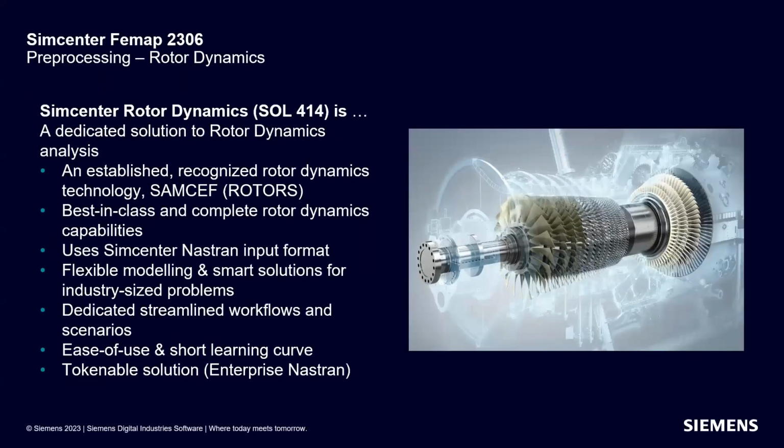Pre-processing. The big thing we did for 2306 was rotor dynamics. So what is rotor dynamics? It's solution 414. Essentially, it's a well-established, recognized rotor dynamics technology. It was actually a product called Simcenter Rotors. It's best-in-class and has complete rotor dynamics capabilities. It uses the Nastran input format. It allows you to do industry-sized problems, and it's been proven to be able to do large problems.